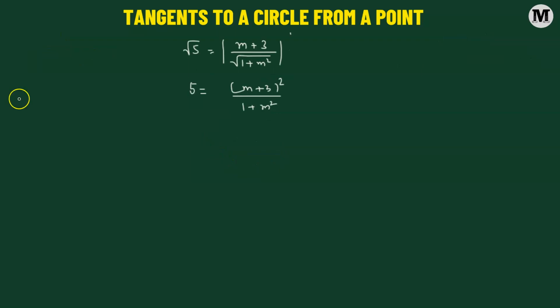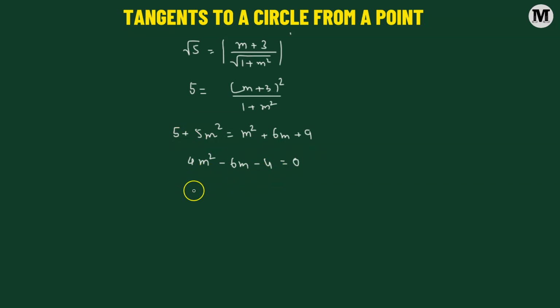Now we will cross multiply 5 with 1 plus m squared to get 5 plus 5m squared. Then expanding m plus 3 whole squared to get m squared plus 6m plus 9. Now let's write all the terms on one side. So 5m squared minus m squared gives us 4m squared. Then we have negative 6m. Then we have 5 minus 9, so that's negative 4. This equals 0.